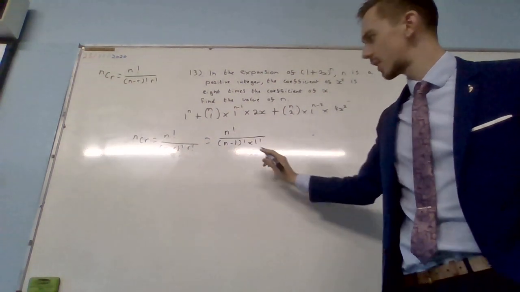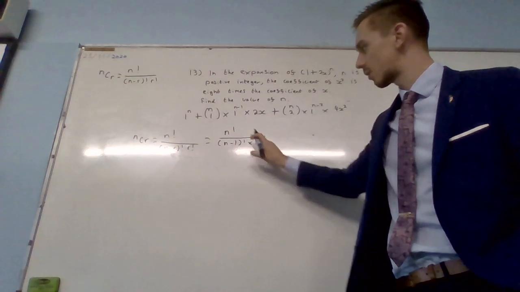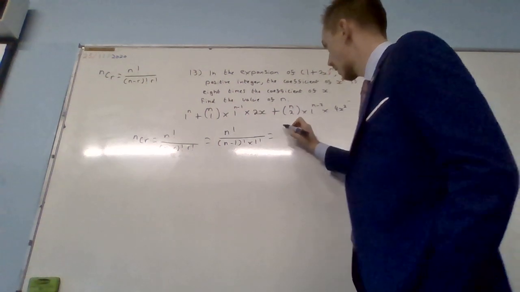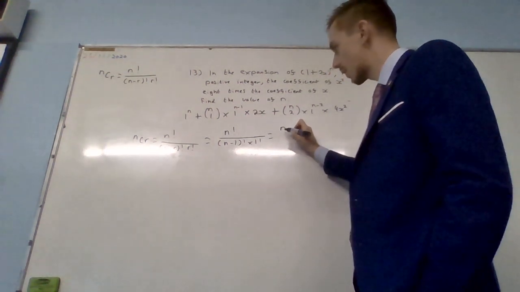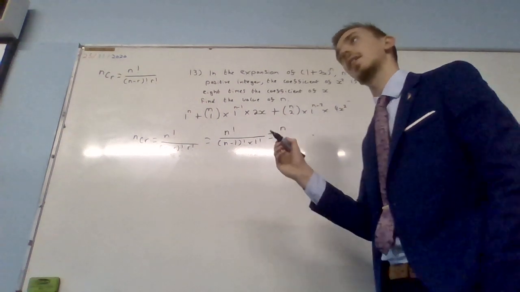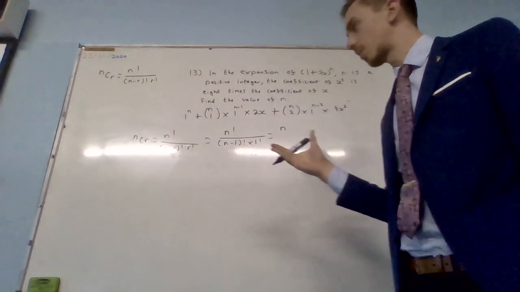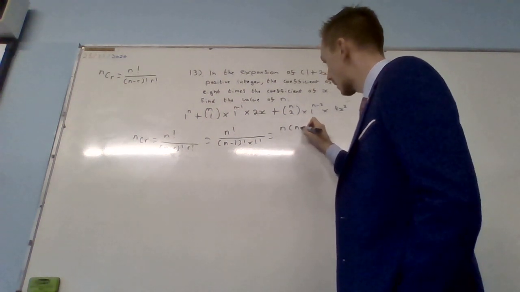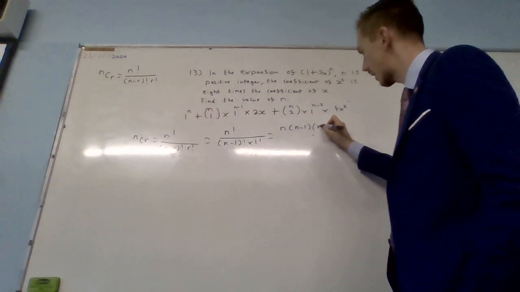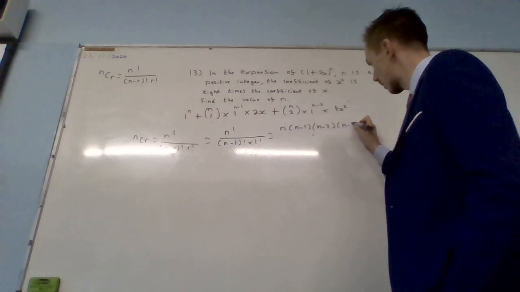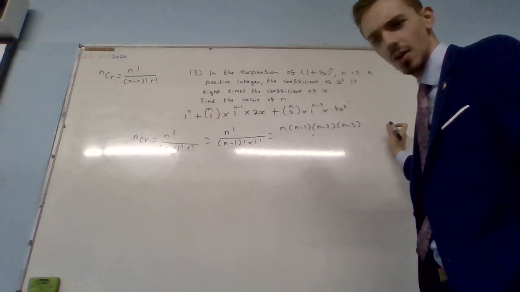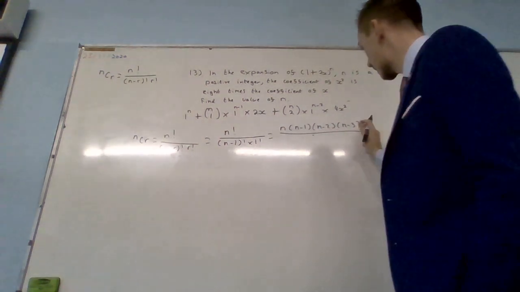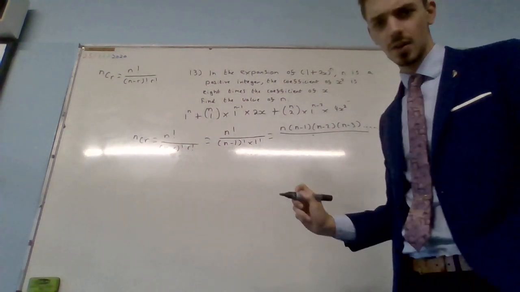What I want to do now is simplify this and try to get rid of our factorials. For n factorial, it starts off at n, multiplied by n subtract 1, times n subtract 2, n subtract 3, and so on and so forth. We could keep on going because we don't know how big n is. So I'm just going to keep it as n subtract 3, but I can keep on going.